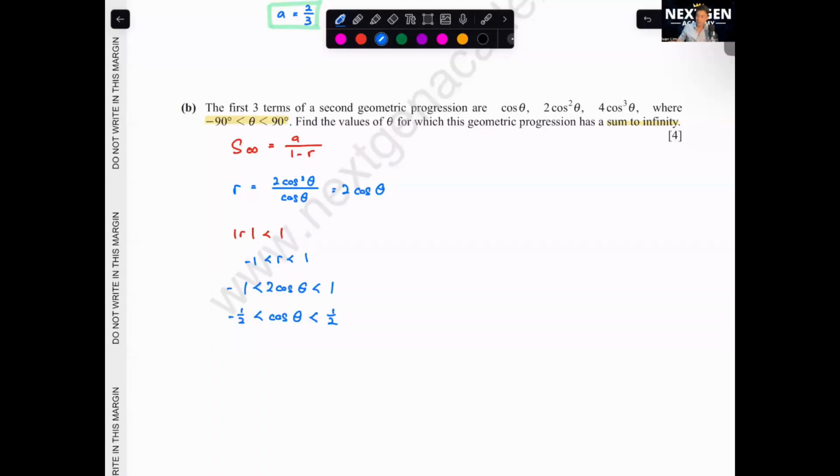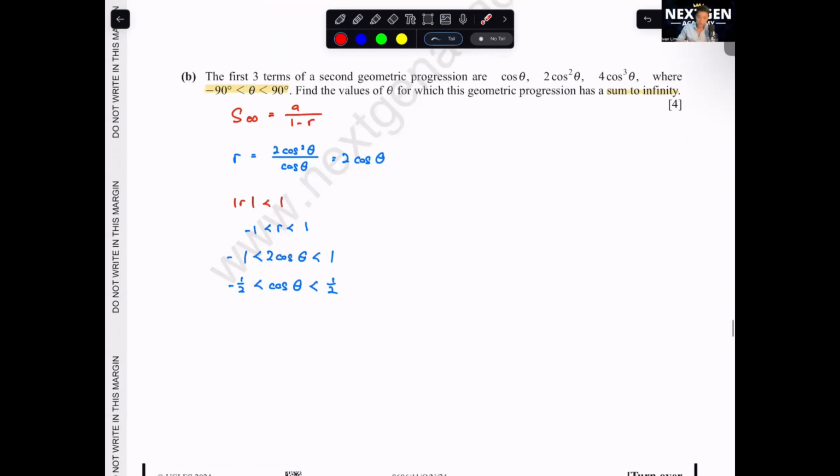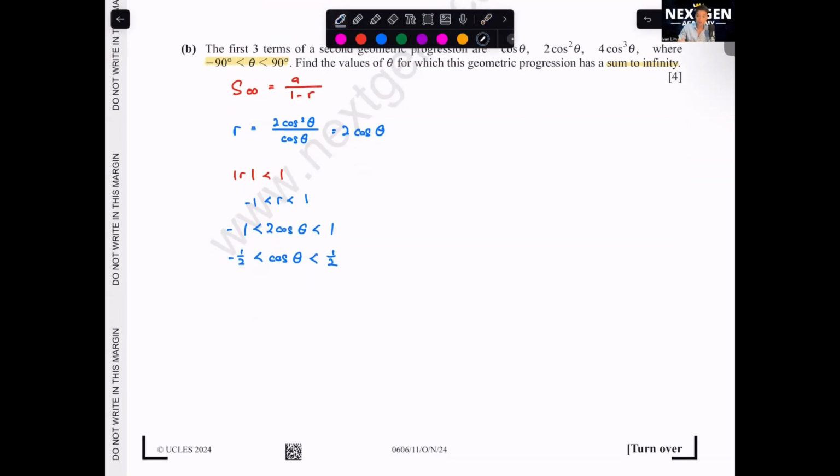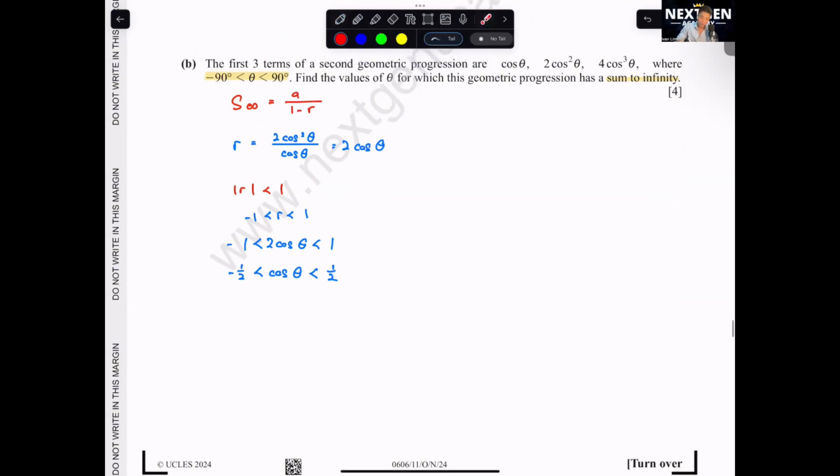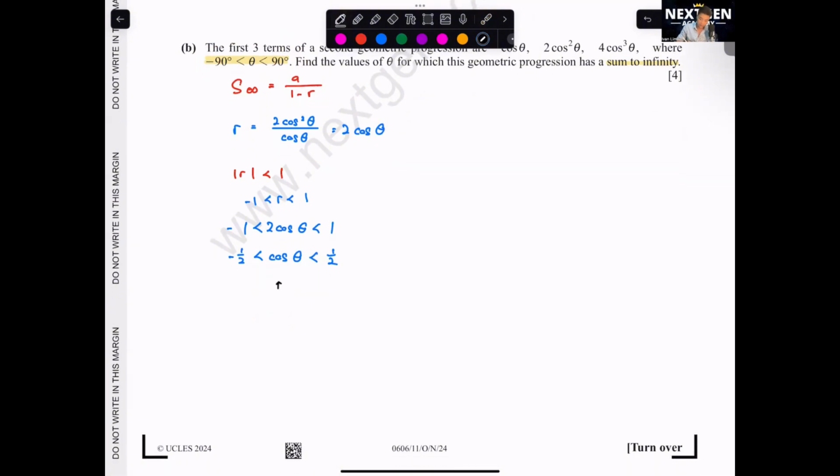All right, I gave you all some time to do this question. What do we need to do from here? They are asking us to find where exactly cos theta is from negative 1 over 2 to 1 over 2. I think the best way is to sketch out the cos graph. We want the range from negative 90 to 90, but let's draw a bit bigger first so that we can see exactly where it is.